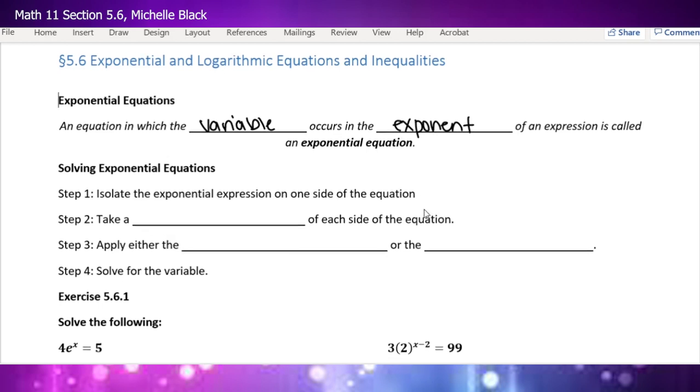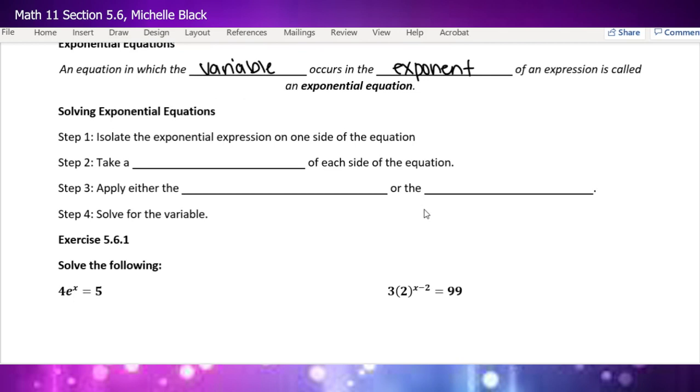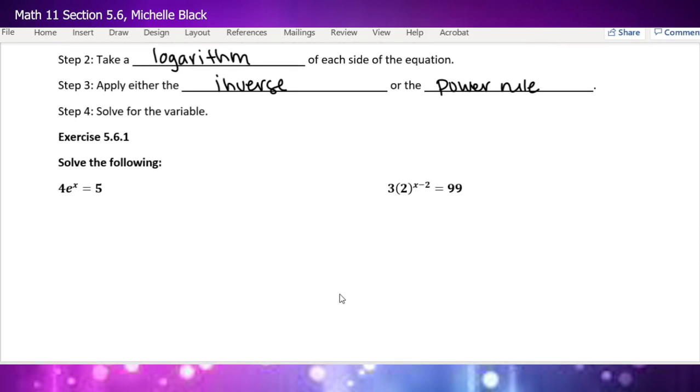So for solving exponential equations, you want to isolate the exponential expression on one side of the equation, then take a logarithm of each side. Step 3, apply either the inverse properties or the power rule, and then solve for your variable. And we solved a few of these equations in a previous video, like the two we see below.